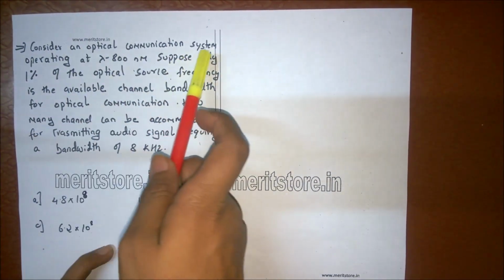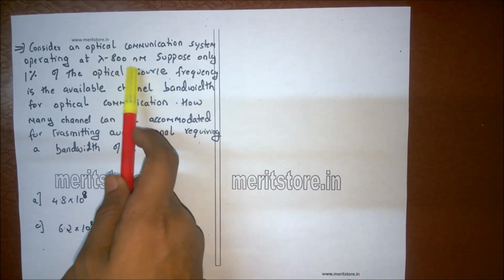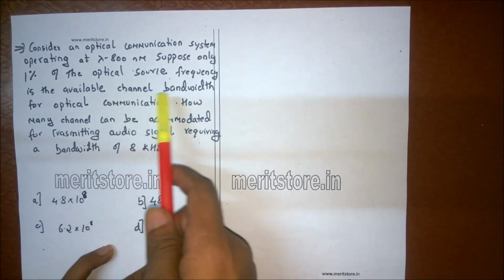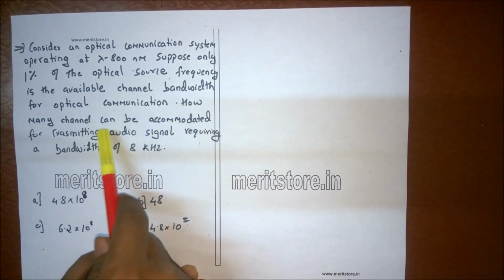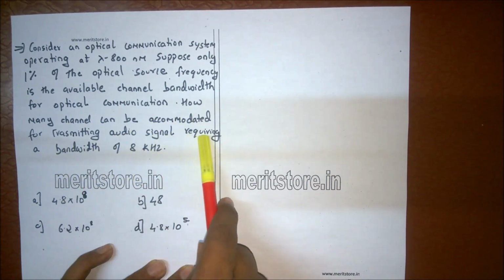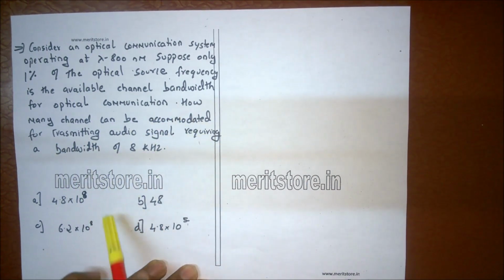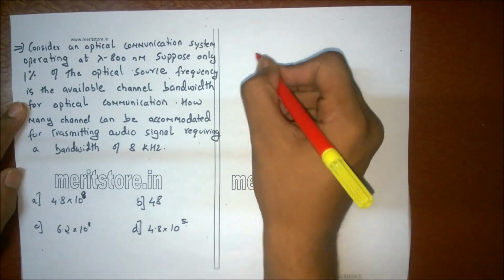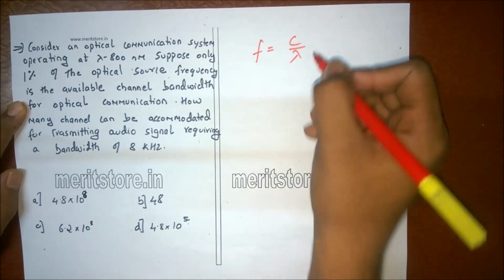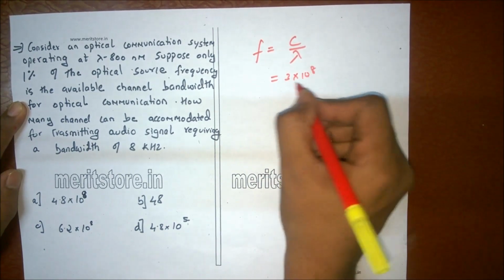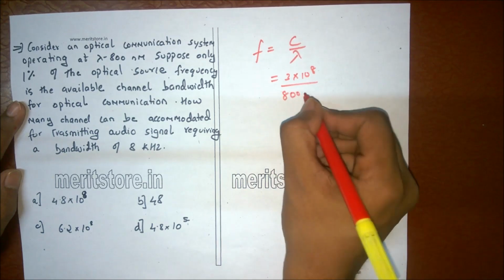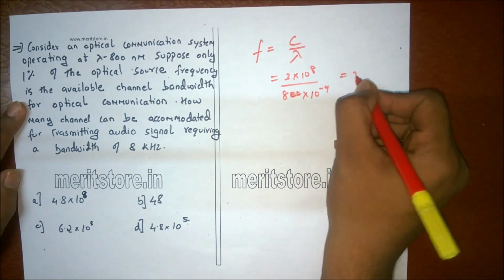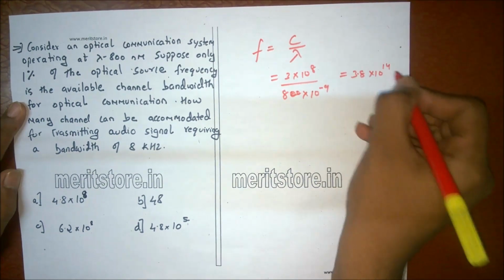Consider an optical communication system operating at lambda equal to 800 nanometers. Suppose only 1% of the optical source frequency is the available channel bandwidth for optical communication. How many channels can be accommodated for transmitting audio signals requiring a bandwidth of 8 kHz? Here are the options. Now first we have to find the optical source frequency f, which is equal to c upon lambda. c is 3 into 10 raised to 8 upon lambda, 800 nanometers, which is 800 into 10 raised to minus 9, which will give us 3.8 into 10 raised to 14 hertz.